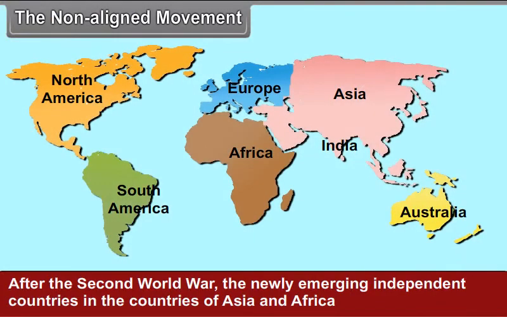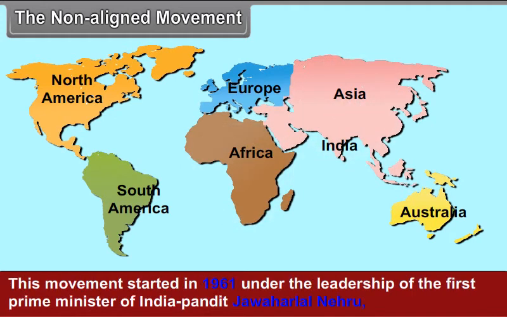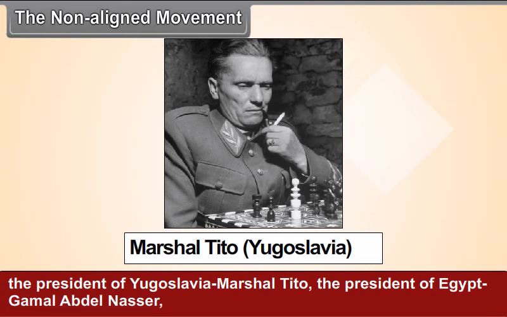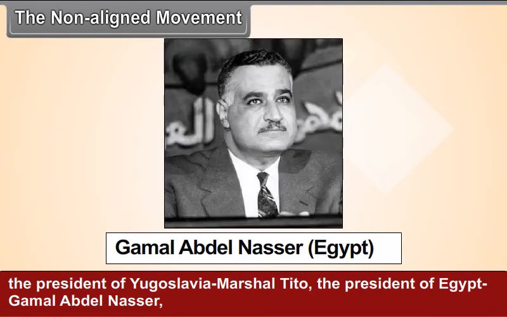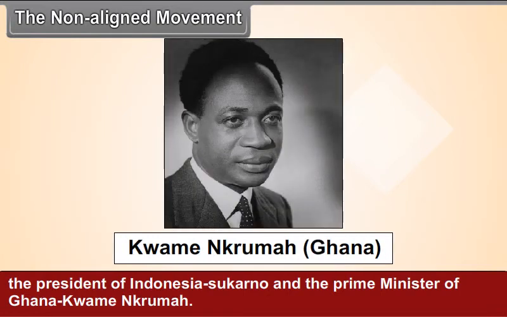The non-aligned movement. After the Second World War, the newly emerging independent countries in the continents of Asia and Africa supported the idea of non-alignment, and it became an important movement. This movement started in 1961 under the leadership of the first Prime Minister of India, Pandit Jawaharlal Nehru, the President of Yugoslavia, Marshal Tito, the President of Egypt, Gamal Abdel Nasser, the President of Indonesia, Sukarno, and the Prime Minister of Ghana, Kwame Nkrumah.